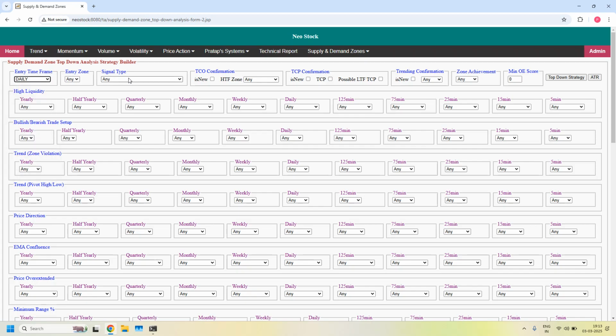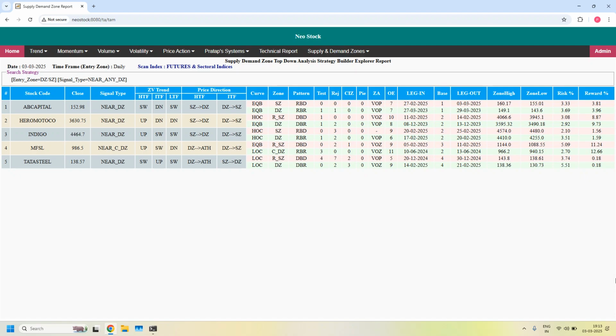Entry time frame daily. Let us find the stocks near daily demand zone. We got only 5 stocks. Let us identify high liquidity demand zones from this list. We have only one high liquidity demand zone, MFSL. This is 10th June 2024, you have data available in TradingView. You can fine tune up to 5 minutes time frame. Okay, so this is about daily.